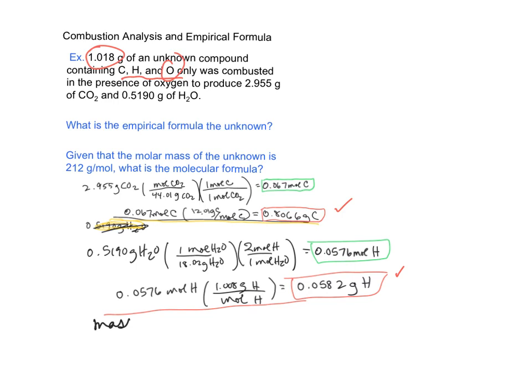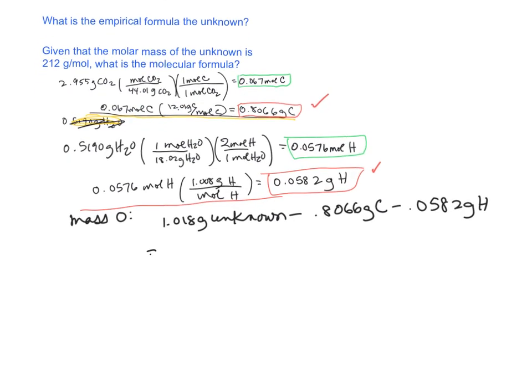So you want to get your mass of oxygen here by taking 1.018 grams of the unknown, and you're going to subtract 0.8066 grams of carbon, subtract 0.0582 grams of hydrogen, and then the mass of oxygen will be equal to, let's see, we have 0.1532 grams of oxygen. So put that in red, that's the mass of the oxygen.